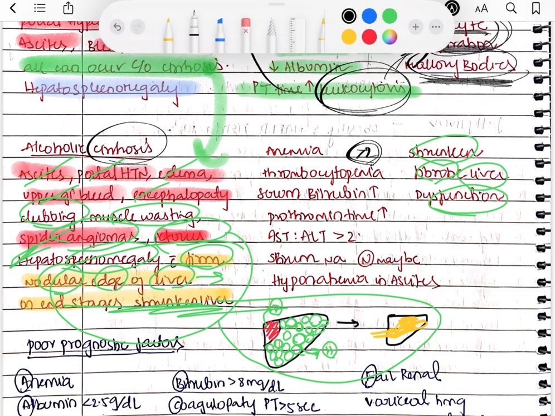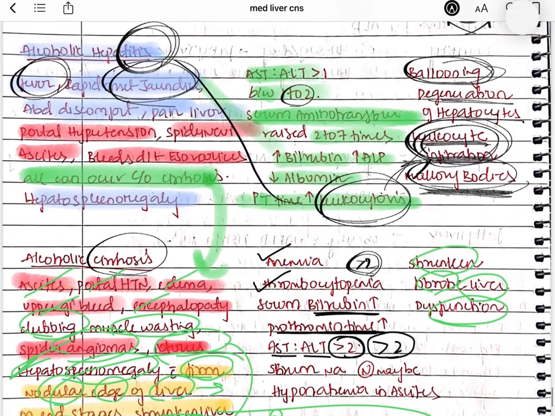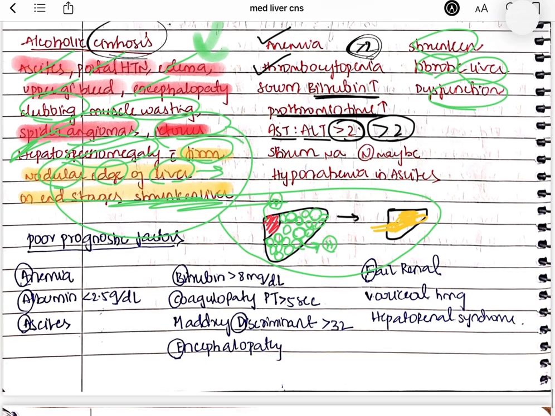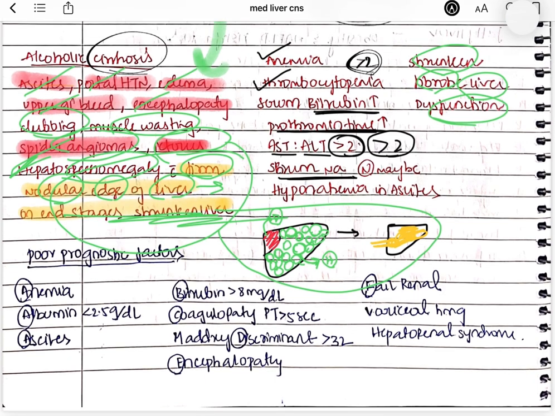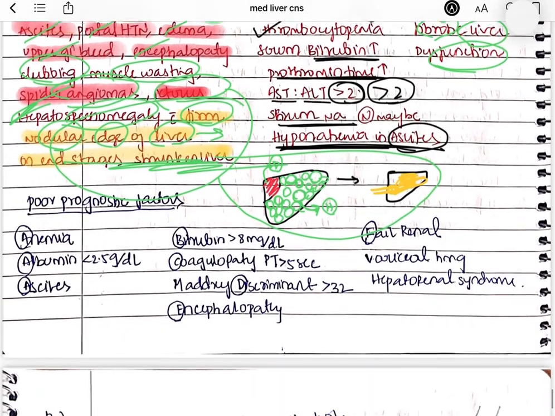Now coming to the lab findings. Anemia will be there because it's a chronic condition, and there will be variceal bleeding and liver dysfunction, so there will be anemia. Thrombocytopenia can be there, and serum bilirubin is increased because of jaundice. Prothrombin time is also rising, and AST to ALT ratio will be greater than 2 in the cirrhosis stage. In hepatitis it will be from 1 to 2. In fatty liver it will be greater than 1, right? Normally serum sodium will be normal, but if there is ascites, it can lead to hyponatremia also, right? So this is about the different stages, the symptoms and the lab findings.